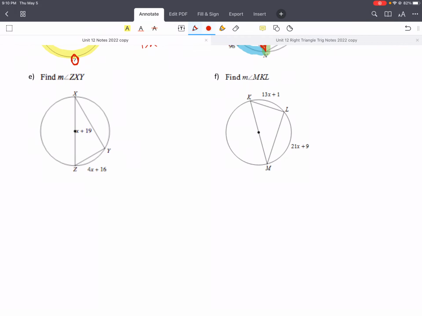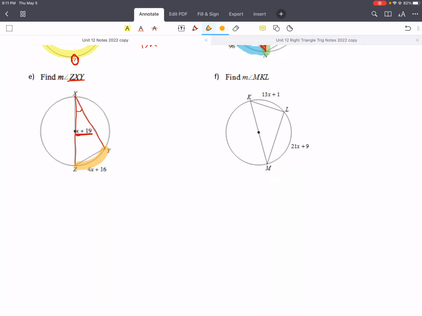As always, let's make it a little bit more complicated and introduce some variables into this. So now, this says we want to find the measure of angle x, or ZXY. So we want to find Z to X to Y, that angle right there. So this x plus 19 corresponds to that angle, and this over here, this 4x plus 16 corresponds to that arc.